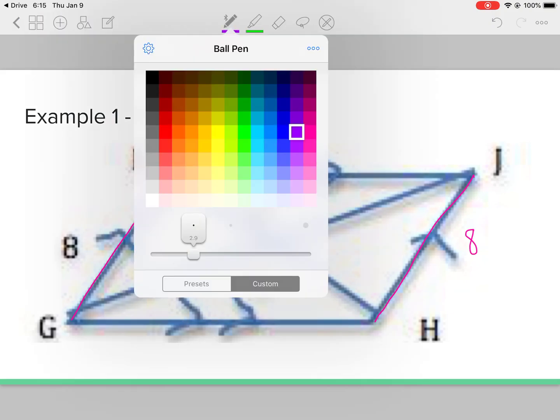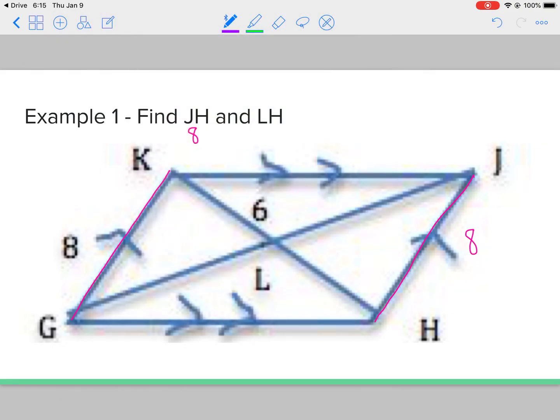The next thing it asks about is LH, which is this segment. That's a piece of the diagonal. The other piece of this diagonal is KL, which was given to us to be 6 units. So LH will also be 6 units because they're congruent. By bisecting, the two pieces are congruent, so we can find those measurements since we were given the corresponding pieces.